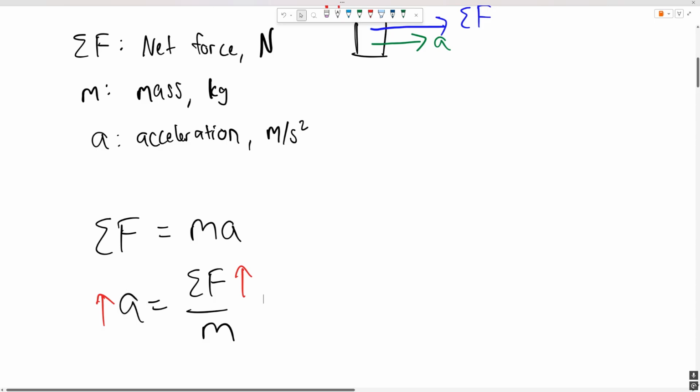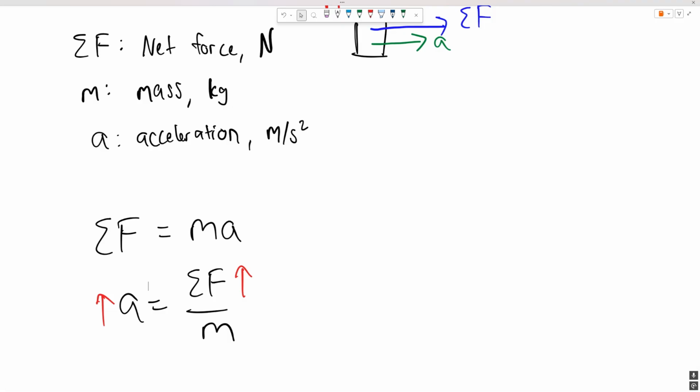So we can see how these variables affect the acceleration. Well, if I increase the net force, if the numerator gets bigger, then that's going to increase the acceleration. That should make sense, right? If you push on something harder, then it's going to accelerate faster. It's going to have more acceleration, I should say.